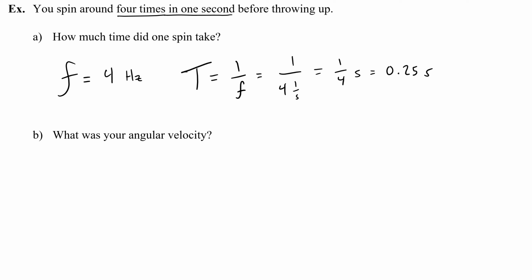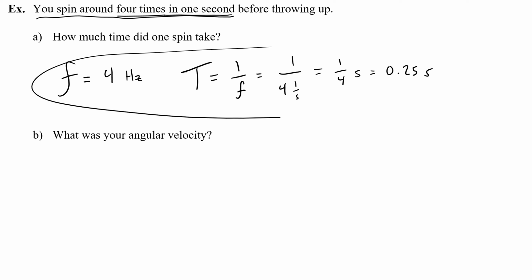Now, I will say this. I picked easy numbers because a lot of you probably could have just done this in your head. If you spin around 4 times in 1 second and you want to know how much time it took, then you probably just took that second and divided it by 4. And that's exactly what we're doing with this equation.